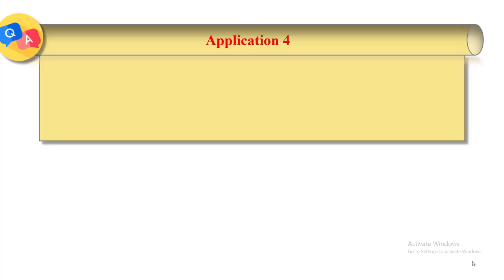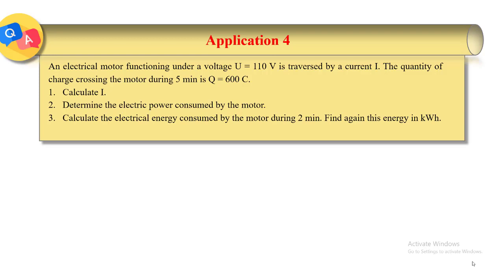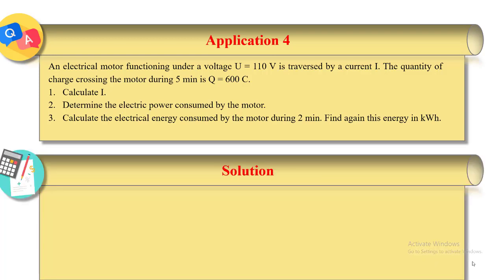In this application, we have a motor that functions under a voltage U equal to 110 volt. The quantity of charge crossing the motor in 5 minutes is equal to 600 coulombs. In the first question, we have to calculate the intensity of current I. We apply the formula I equal Q over T. I substitute the values and I have to convert from minute to second. So I equals 600 over 5 minutes, which is equal to 300 seconds. So I is 600 over 300, so it is 2 ampere.